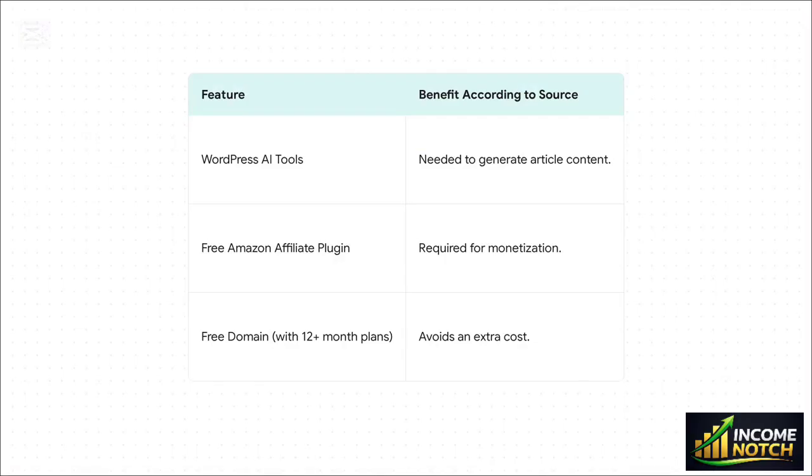Now, the source specifically points to Hostinger's business plan, and it's not just a random pick. It's chosen because it neatly bundles together three things you absolutely need: the AI tools to actually write the articles, the Amazon plugin to make money, and a free domain to keep your starting costs low.